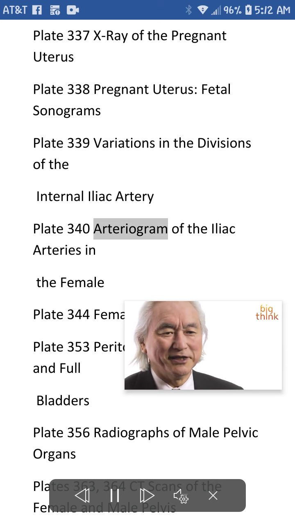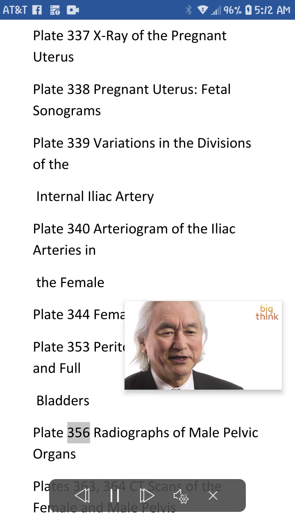Plate 340, arteriogram of the iliac arteries in the female. Plate 344, female external genitalia. Plate 353, peritoneum over empty and full bladders.